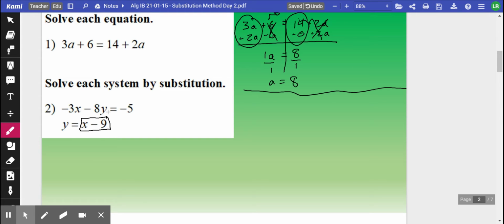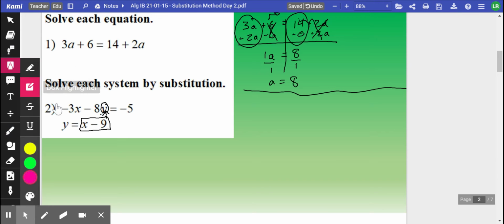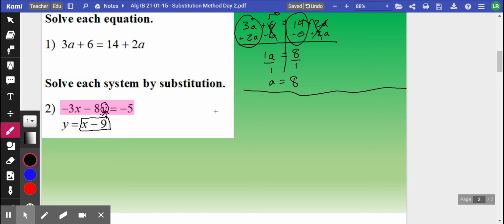Okay. So this one says y equals. So I'm going to find my y. There's my y. And that's where I'm going to place and substitute my x minus 9. So when I write this out, I remember using this problem as our base. I'm writing it out. So I go negative 3x minus 8.